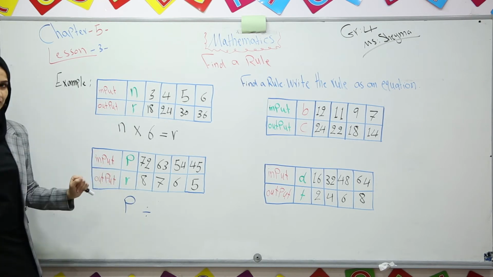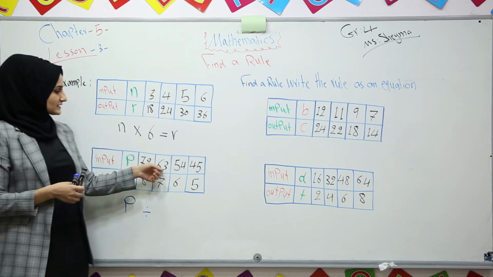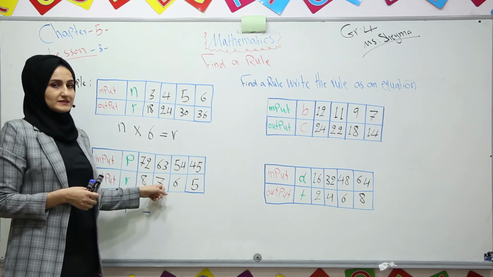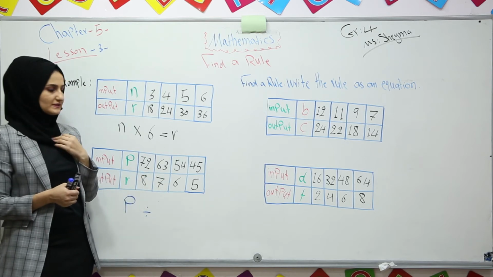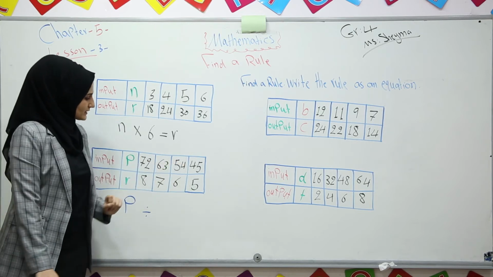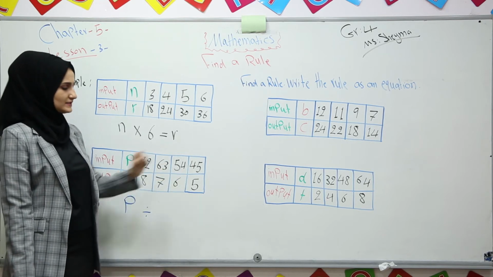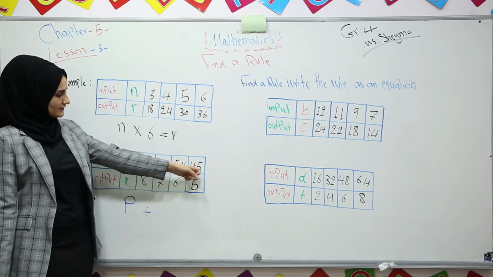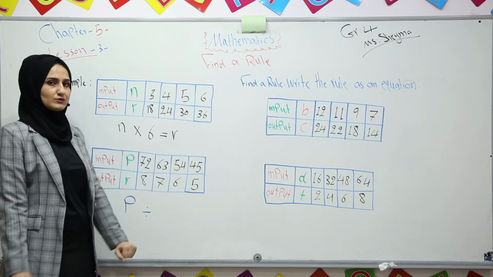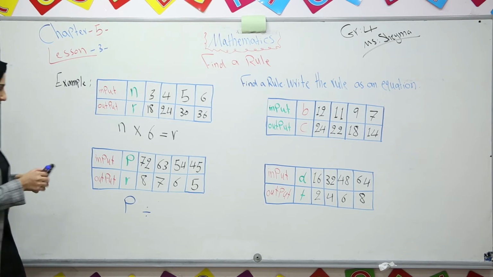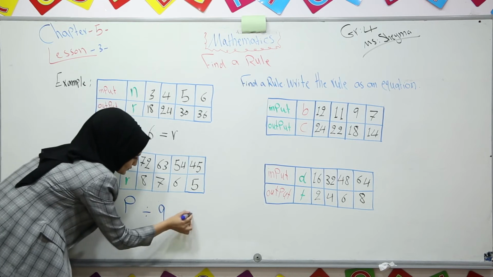72 divided by 9 is equal to 8. Why? Because 8 times 9 is 72. That's right. 63 divided by 9 is equal to 7. Again, that's right. Why? Because 7 times 9 is equal to 63. 54 divided by 9 is equal to 6. Again, that's right, because 6 times 9 is equal to 54. 45 divided by 9 is equal to 5. Yeah, that's right, because 5 times 9 is equal to 45. So P divided by 9 is equal to our output, R.